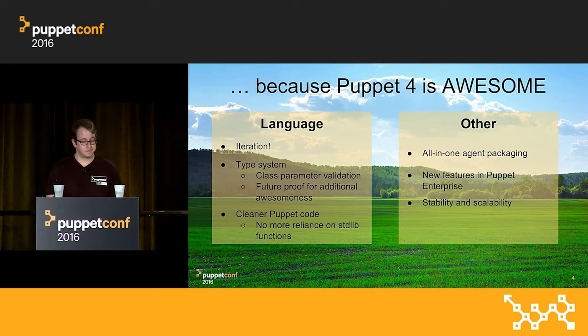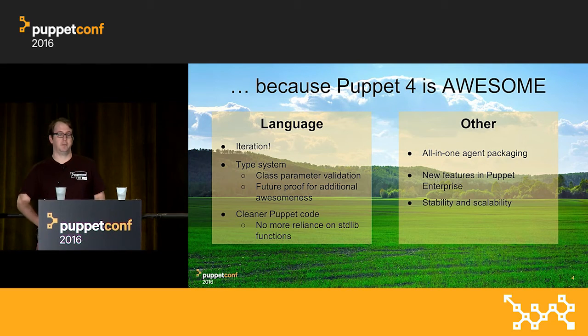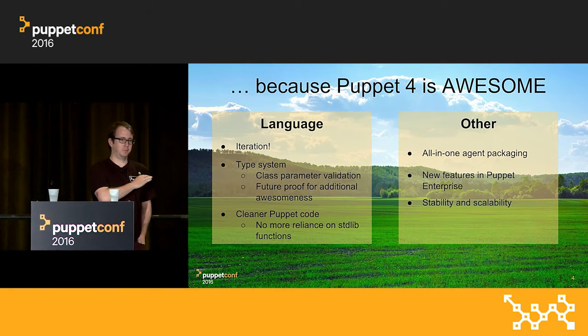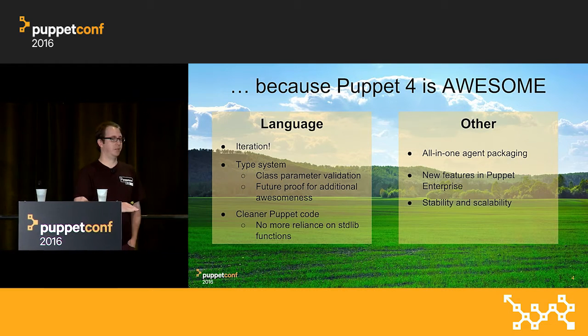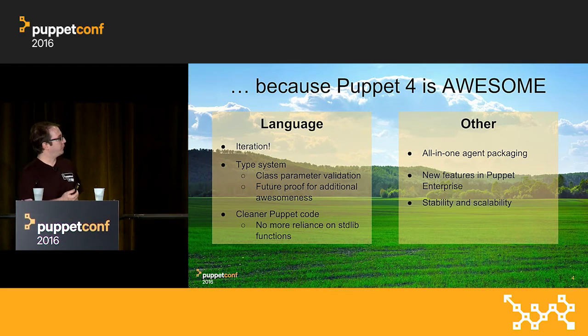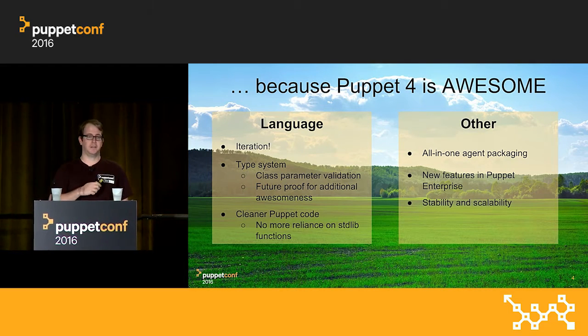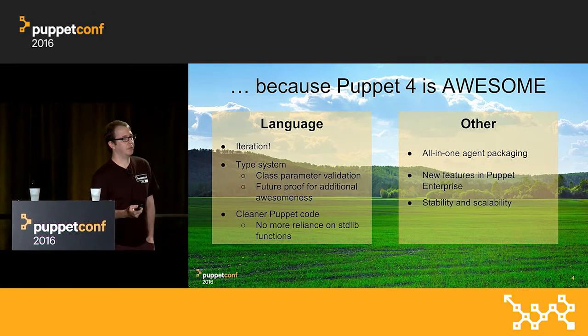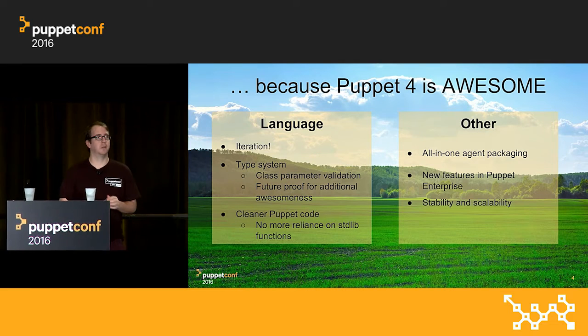For example, there's been a lot of language features that have been added. We're going to just go over a few of them really briefly. This is not a talk on Puppet 4. This is on how to get you to Puppet 4. So first of all, there's iteration. You can get rid of create_resources finally and start using proper iteration. The type system is going to introduce a lot of really cool, powerful things you can do.